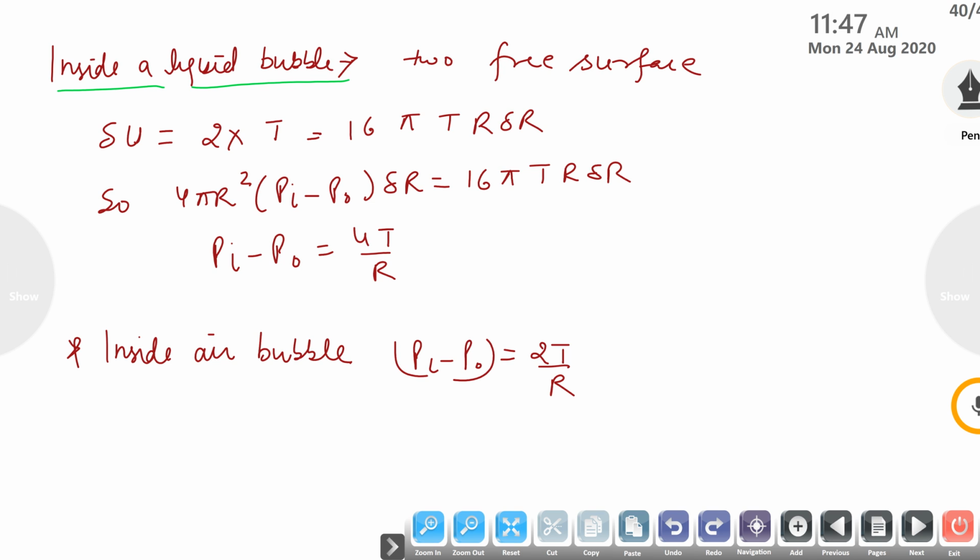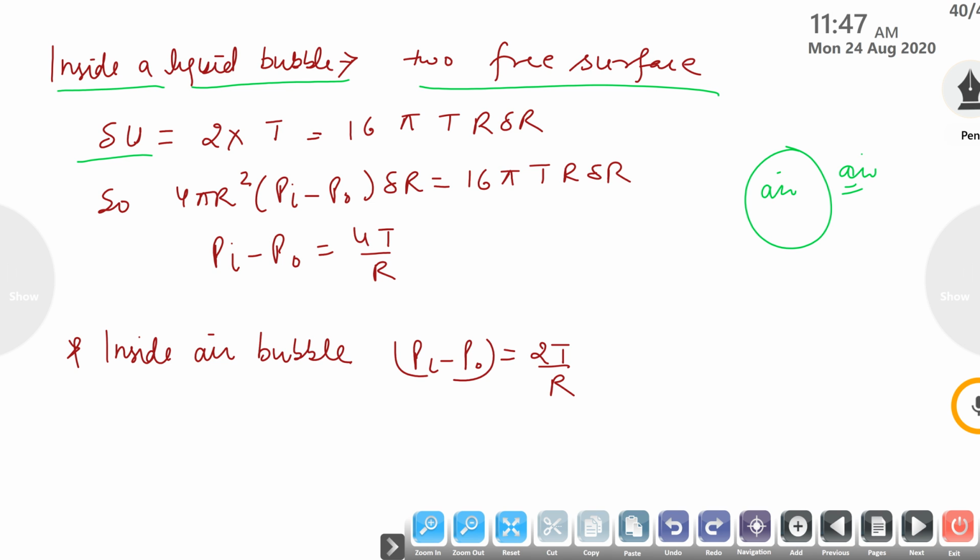Inside a liquid bubble, a liquid bubble will always have two free surfaces, air inside and air outside. So it will have two free surfaces. All the derivation will be the same as we have discussed now, just this has two surfaces.